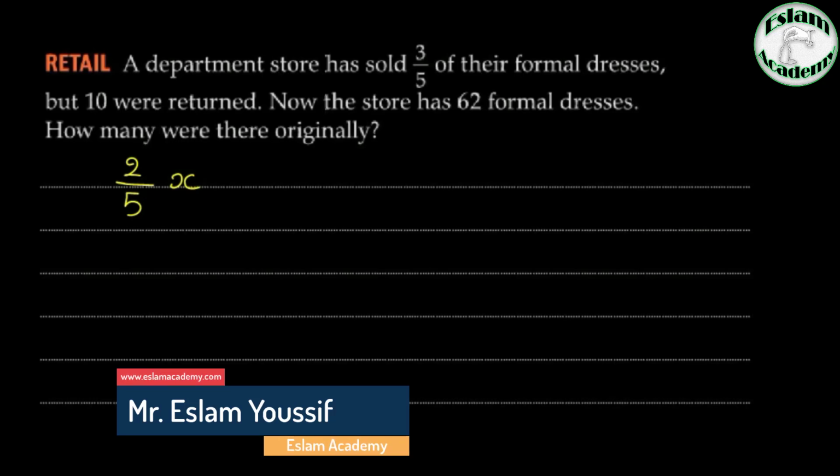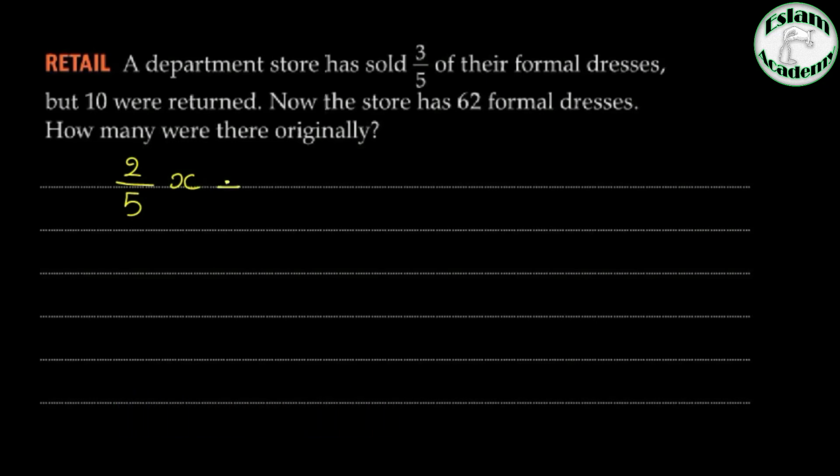After that we have 10 returned back. It means the number of dresses in the store increased by 10 because I got back 10. Now the number is equal to 62, and we need to solve it. Now we have addition, so by using subtraction, 2/5 x is equal to 62 minus 10, which equals 52.